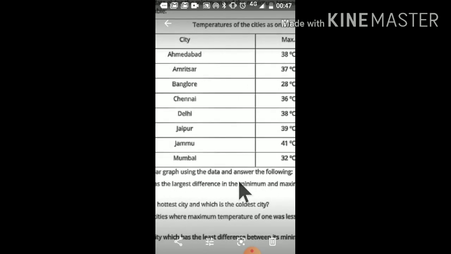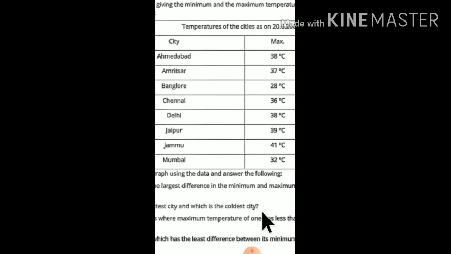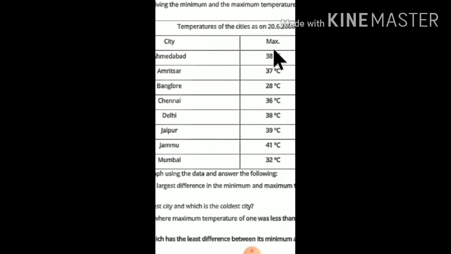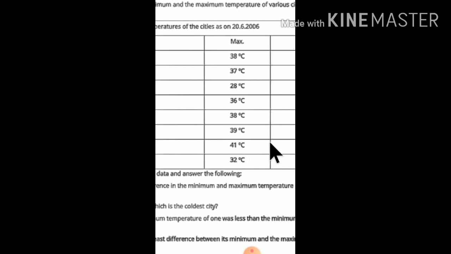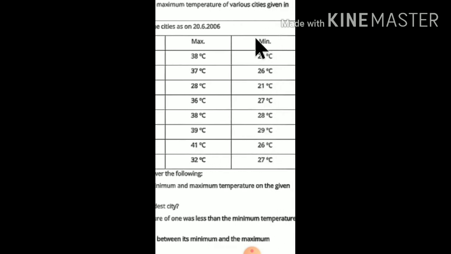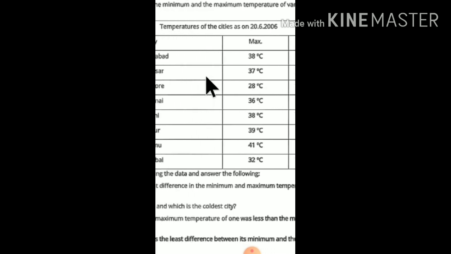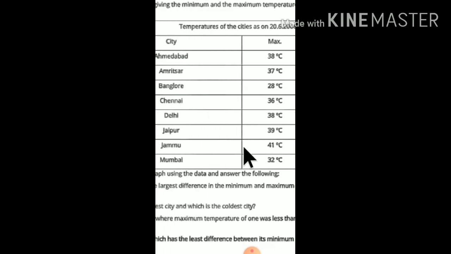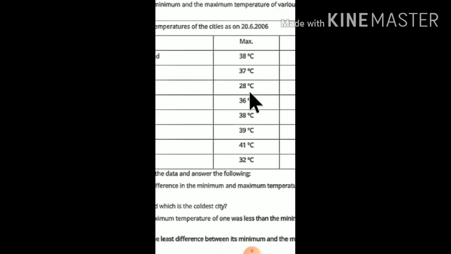Now second question, which is the hottest city, which is the coldest city? Hottest city means maximum temperature out of all the cities is of Jammu. So Jammu is the hottest city, and minimum temperature of all is 21 degrees C. It is of Bangalore. So Jammu is the hottest city, Bangalore is the coldest city.